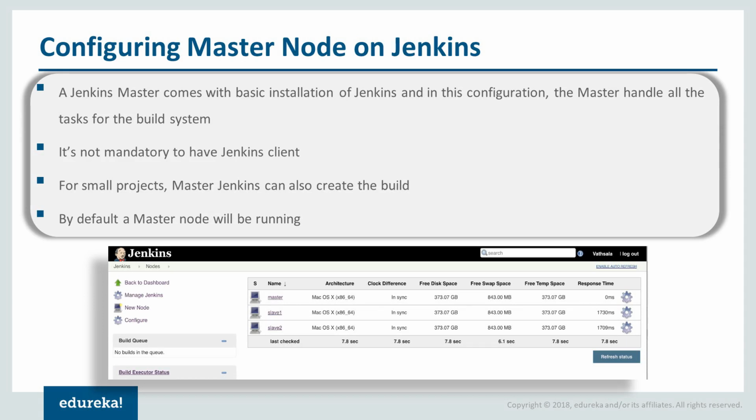It's pretty simple actually. The Jenkins master comes with the basic installation of Jenkins. And in this configuration, the master handles all the tasks for the build system. So this we have seen already. Whenever we work with a Jenkins master, basically we worked on a single Jenkins machine.